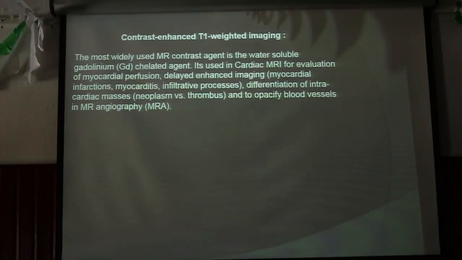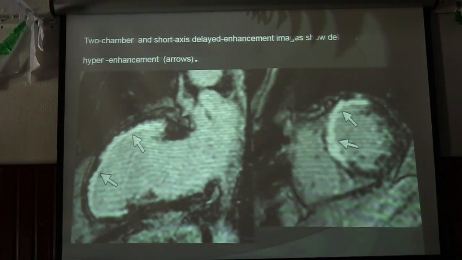Contrast enhanced MRI. The most widely used contrast agent is gadolinium. The dose ranges from 0.1 to 0.2 millimole for each kilogram. We have the early contrast MRI, which is less than 5 minutes, and we have the delayed MRI, which is between 10 to 20 minutes. Contrast enhanced MRI has many uses. It's used for evaluation in cases of MI. It's used for cardiac pathologies, for example, cardiac masses. It's used to opacify blood vessels in cases of angiography, MR angiography.